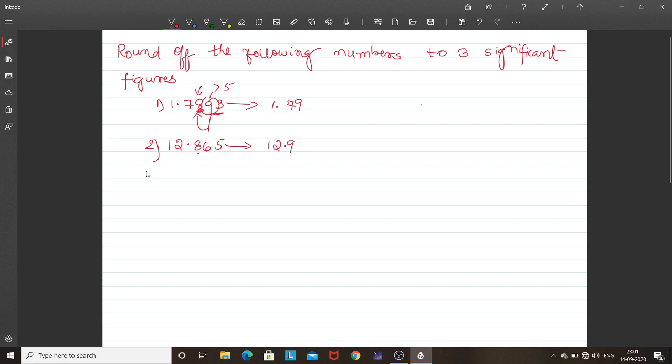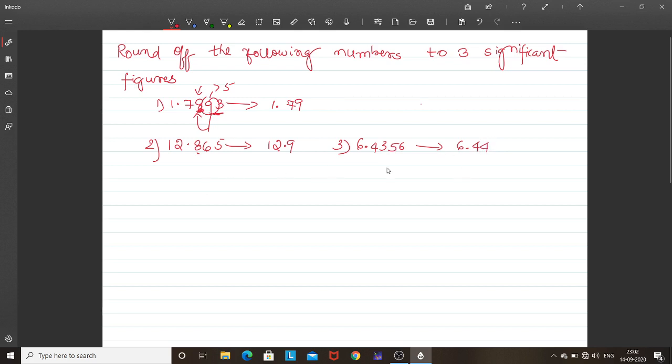Now look into the third question. The third question is 6.4356. You have to round it off to 3 digits. Let me write the first digit and second digit, then look into the third digit. The third digit is 5. When you have a 5, you add one. This becomes 3 plus 1, 4.